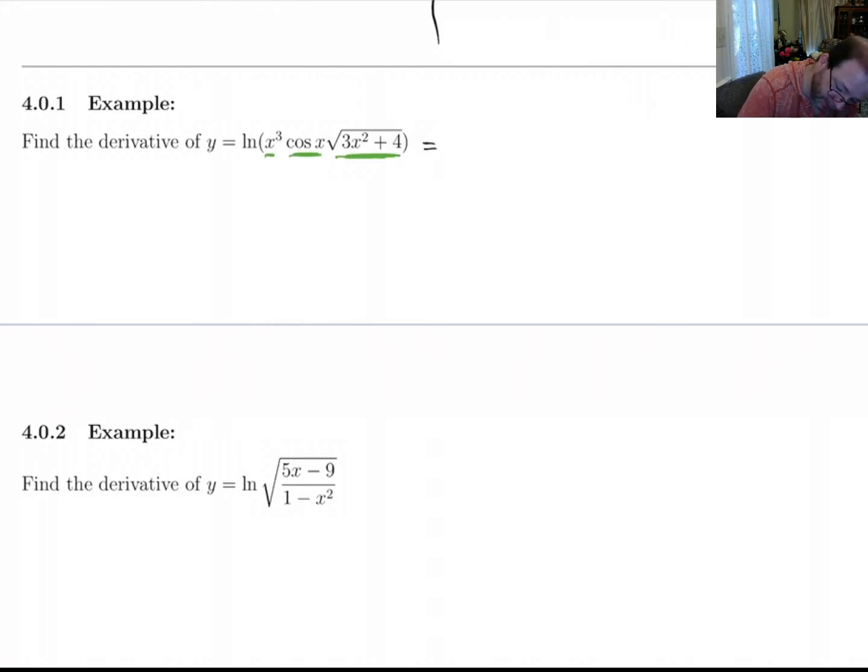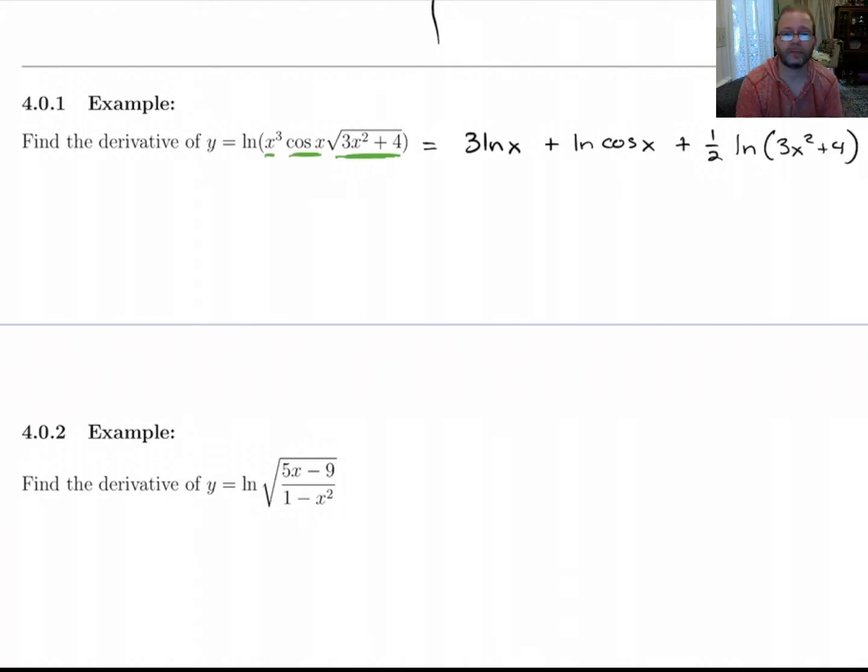So I'm going to split this into natural log of, I could do x cubed, but I'm just going to move that 3 down front, 3 ln x, and plus ln of cosine x, and plus, I could say ln of the square root of all this stuff, but instead, I'm going to bring that 1/2 down front. So 1/2 ln of 3x squared plus 4. And now I can take all three of these derivatives really quickly.